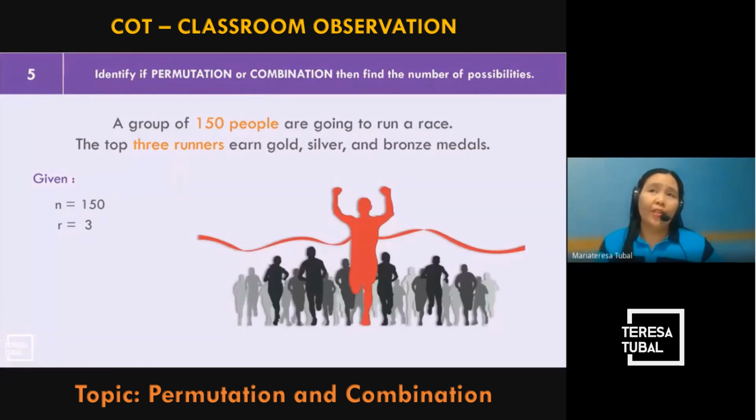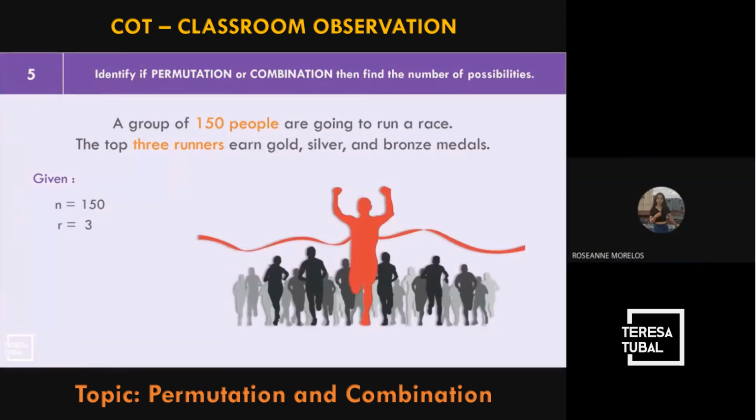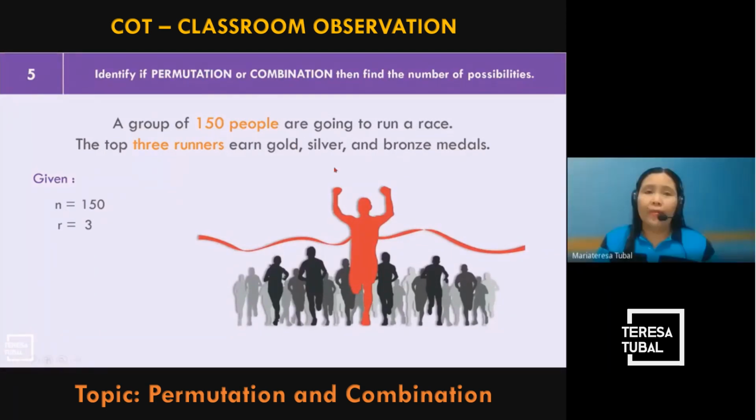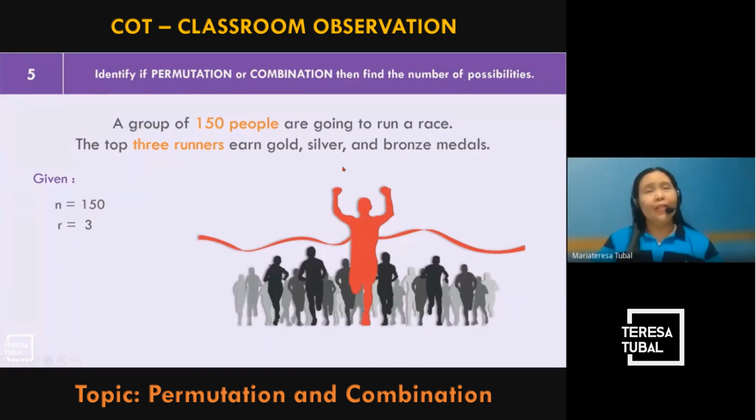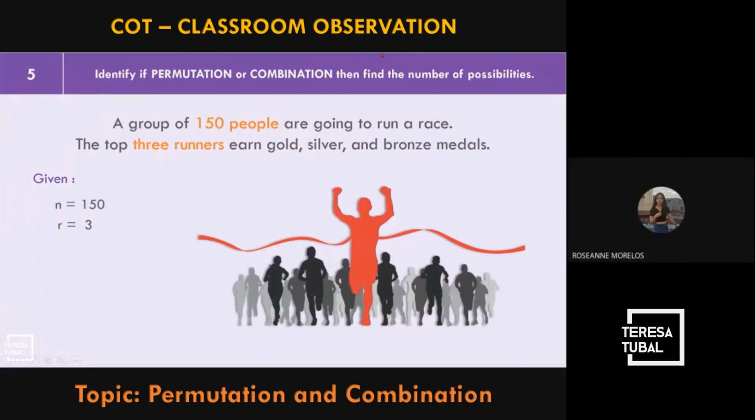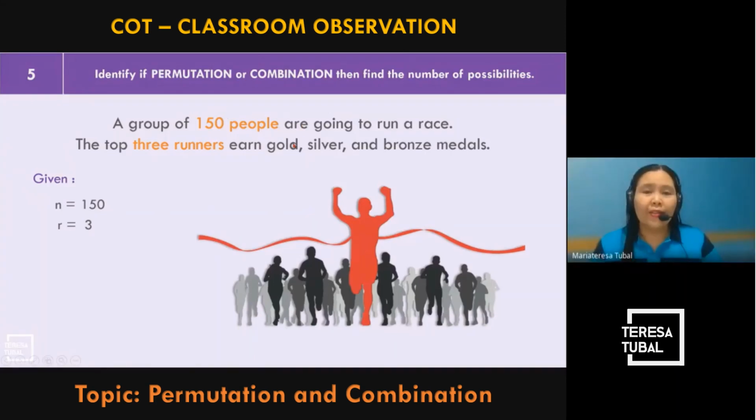Permutation or a combination? Yes, Morelios. Permutation. Why permutation, Morelios? Kasi indicated na po yung order. Okay. Thank you, Morelios. So, indicated yung order or indicated yung position na kailangan gold, silver, and bronze medals. So, as you can see, this one is a permutation.